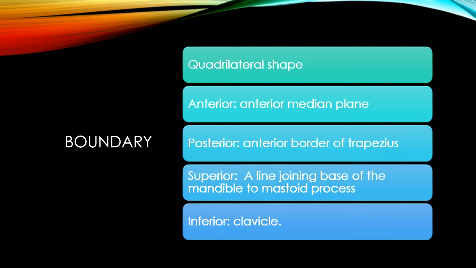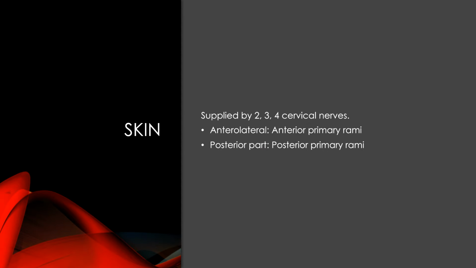This quadrilateral space is divided into two parts, that is anterior and posterior triangle, by the sternocleidomastoid muscle. Now we see about the skin, which is supplied by 2, 3, 4 cervical nerves, and it has two major parts, that is anterolateral part and posterior part. Here the anterolateral part is supplied by anterior primary rami through anterior cutaneous, great auricular, lesser occipital and supraclavicular nerves. The posterior part is supplied by dorsal or posterior primary rami.